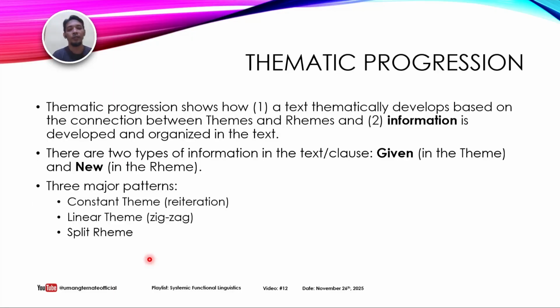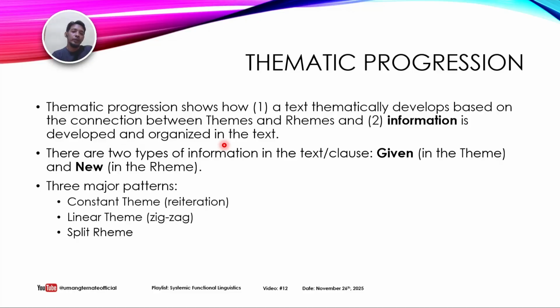All right, and now we come to the thematic progression. We may ask the question why we need to be able to identify the theme and rheme in a clause. The answer is because it will help us to analyze the thematic progression, how a text thematically develops, okay, how the information develops. Thematic progression, as you can see here, shows how a text thematically develops based on the connection between the themes and rhemes. And it also shows how information is developed and organized in the text.